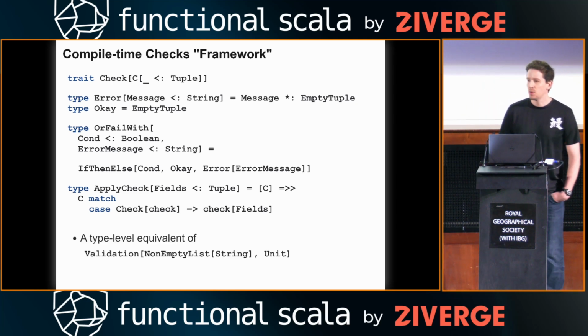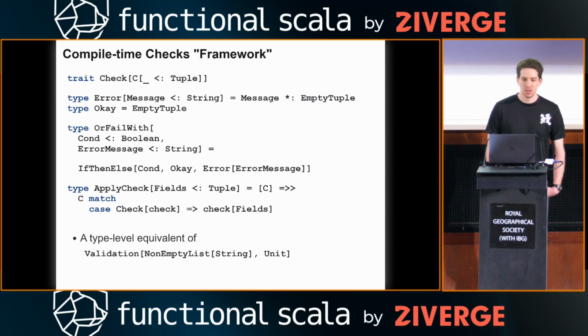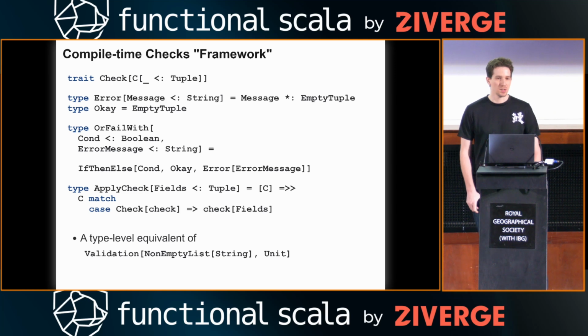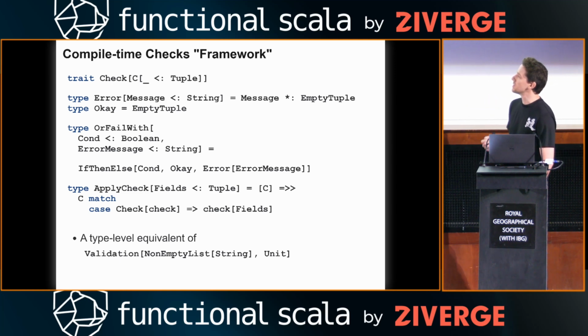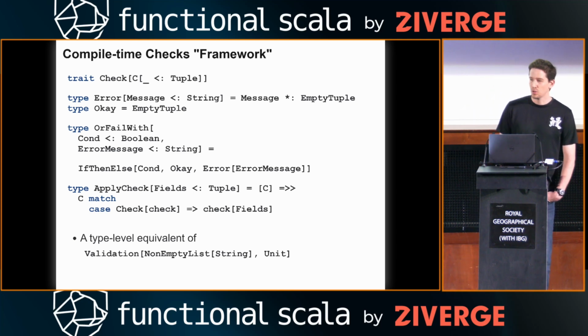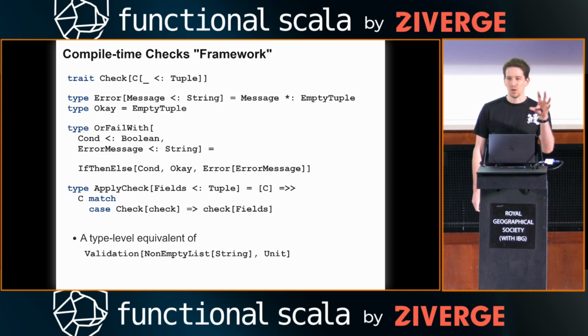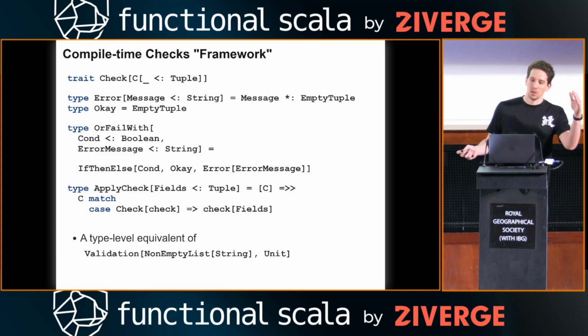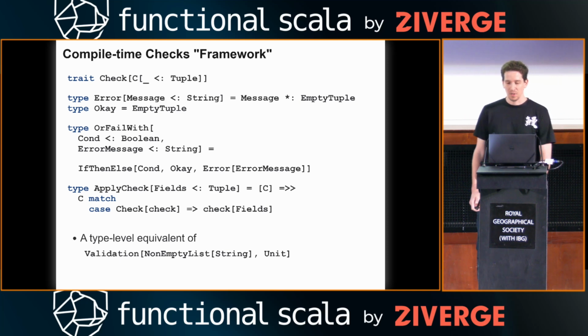If you want to think about it in value level terms, this is a type level equivalent of validation with non-empty list of strings as the errors and unit as an output, because I don't have any useful output here. But just like validation, which is important here, we're going to be accumulating errors. We're striving for developer friendliness, so we don't want to expose one error at a time and then force the user to recompile again and again. We want to take all the errors into a single list, which is exactly what these helpers are helping us do.